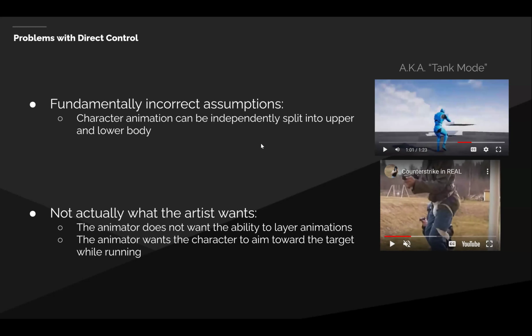But I think the bigger problem is really that this isn't actually what the animators wanted at all. What they wanted was the ability to have the character aim towards some target. And they thought that the way to get there was to get animation layering added as a feature to the animation engine. But if we actually go back to what they really want and work on that problem, then it's going to be a much better result than just implementing feature requests.